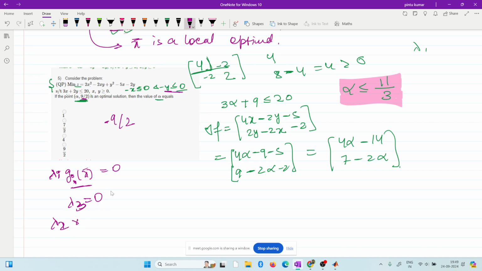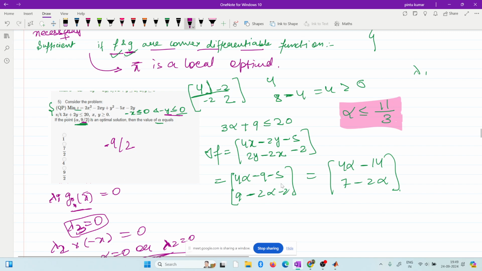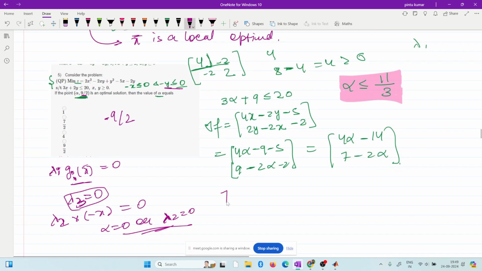Then lambda 2 times minus x should be 0. So either alpha is 0 or lambda 2 is 0. So this is another condition that we have got. Now let's use the first condition. We have at least obtained that lambda 3 is 0. Now I also have to calculate the gradient of g1. This would be 3 and 2.